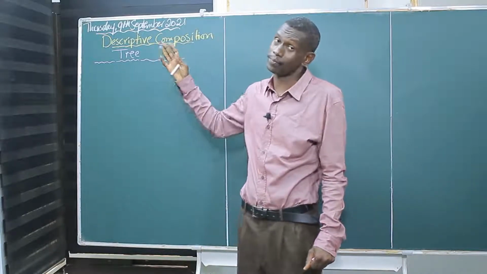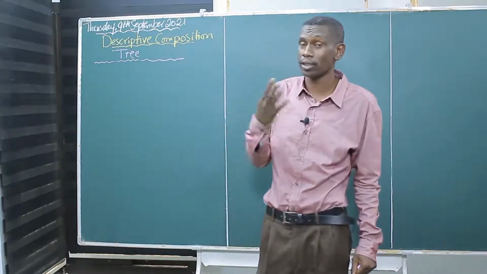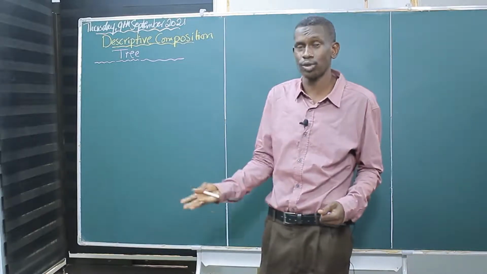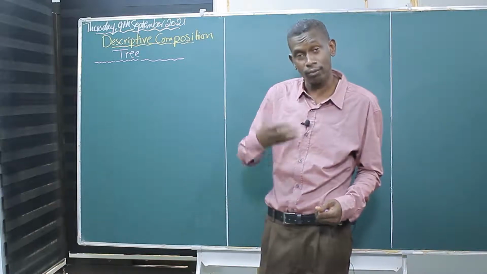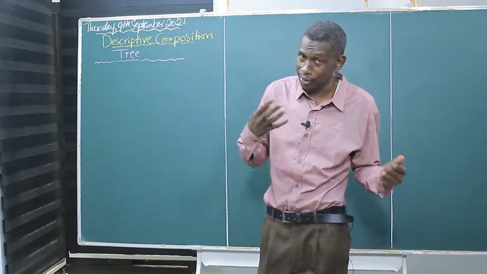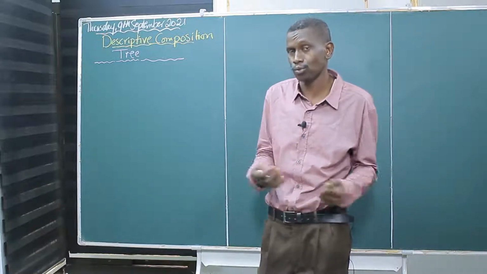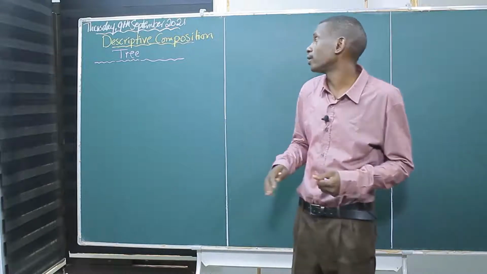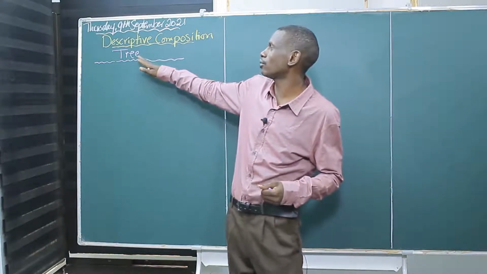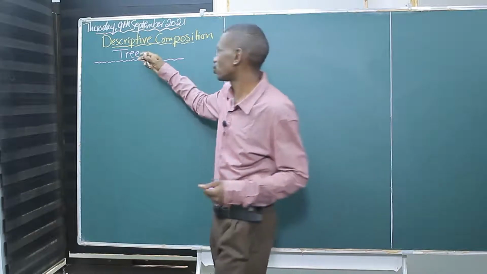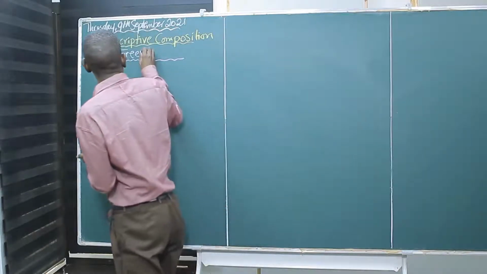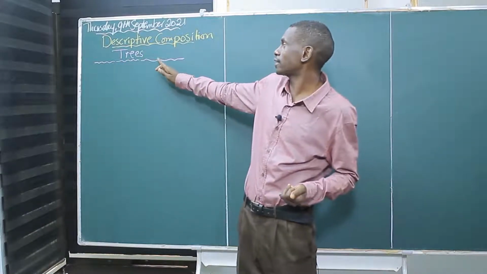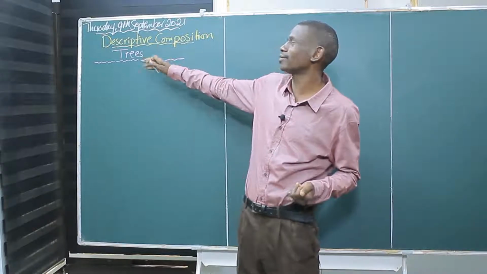Descriptive composition, because there are many types of composition. A composition can be narrative, and by narrative I mean a storytelling composition. A narrative composition is where you tell a story about something, some person, some incident, journey, or whatever. But here we're going to do a composition about trees. This kind of composition can be classified as a descriptive one.